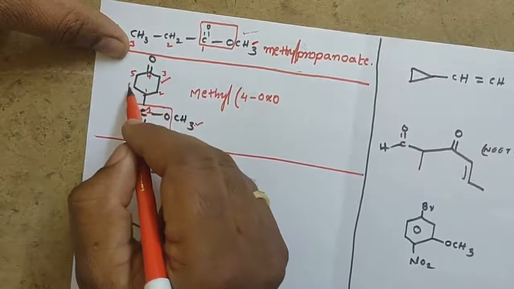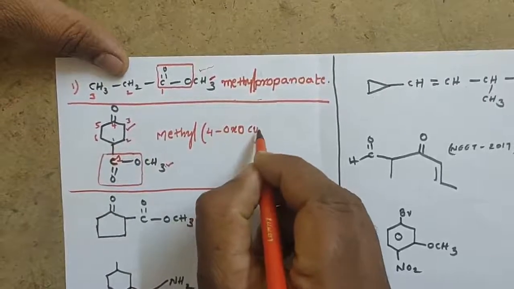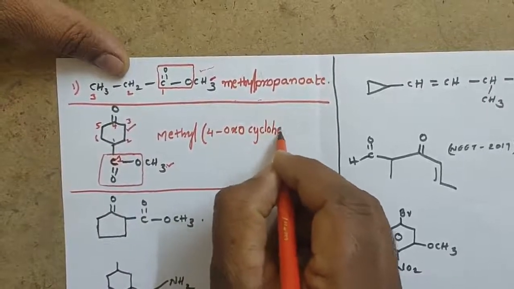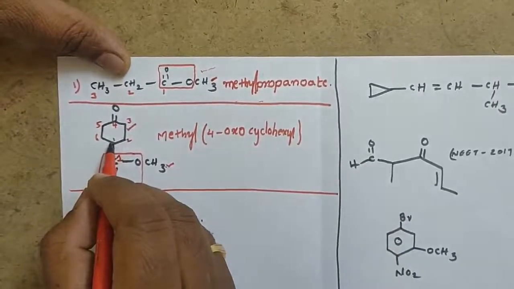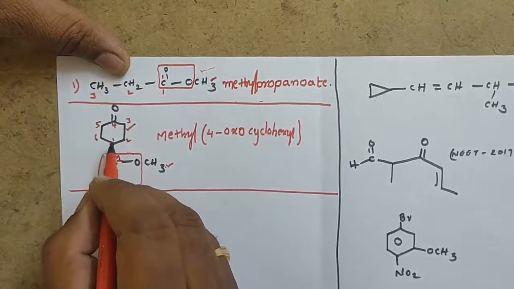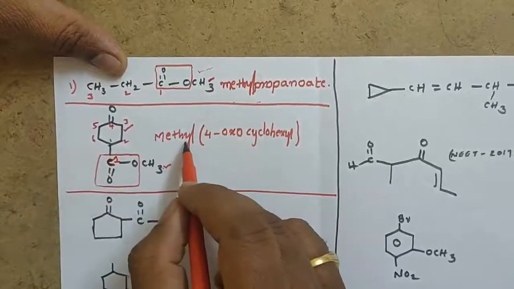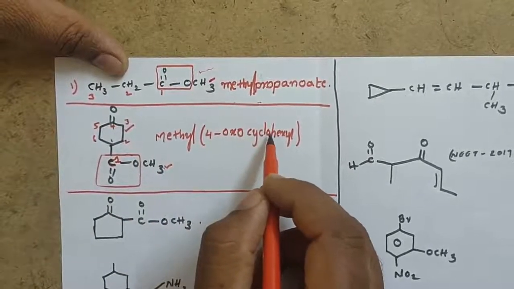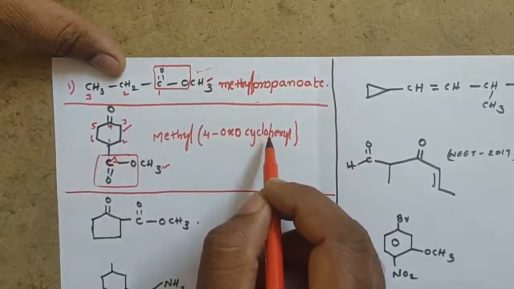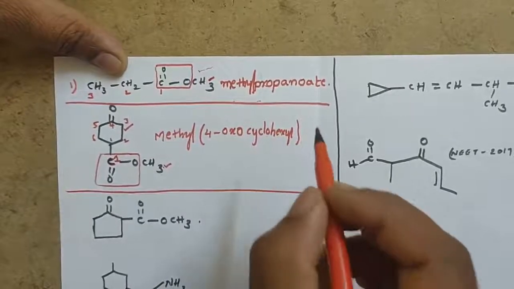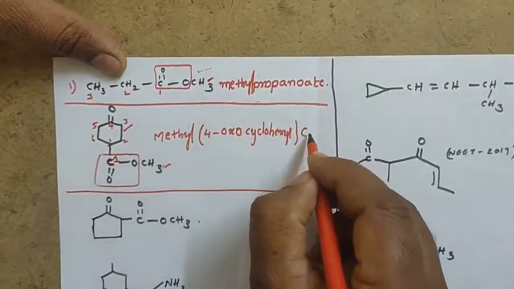1, 2, 3, 4, 5, 6. 6 carbon atoms are there in the ring. That's why it is called cyclohexyl. Cyclohexyl, not cyclohexane. If it is present as a branch, then we call it cyclohexyl. So methyl 4-oxo cyclohexyl. Then the entire name ends with carboxylate.